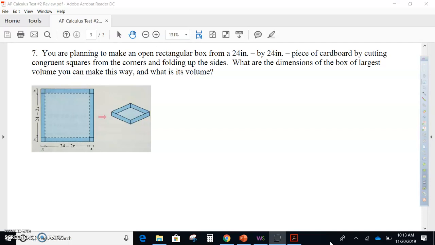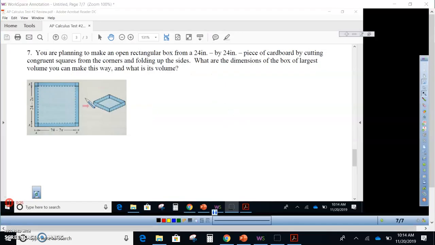Okay, so for problem number 7, what they're asking you is to take this 24-inch by 24-inch piece of cardboard, and you're going to cut it so that you have this open rectangular box. And what they're asking you to do is find the dimensions for the largest volume of this box, and what is that volume.